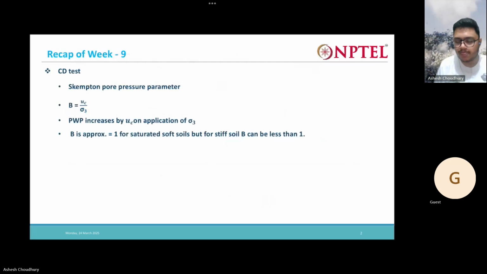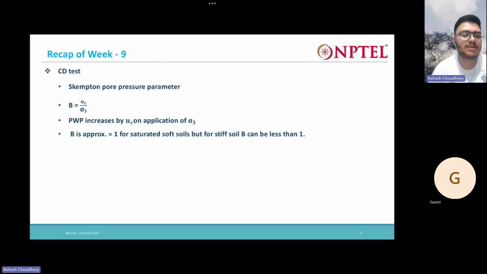But for practical purposes, it is seen that for stiff soil the B can be a little less than 1. So generally what we do is ensure that the B parameter is about 0.95, more than 0.9, about 0.95. Before we start the consolidation process, we ensure that the B parameter value is approximately 0.95. So this ensures that the sample is saturated.